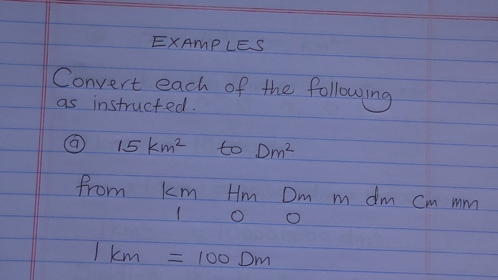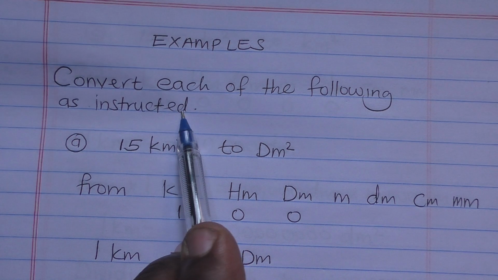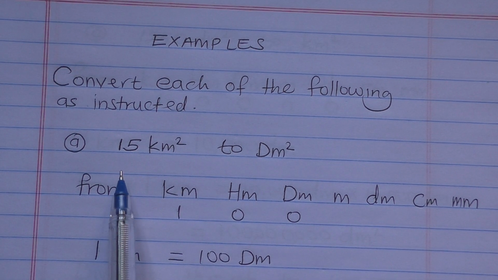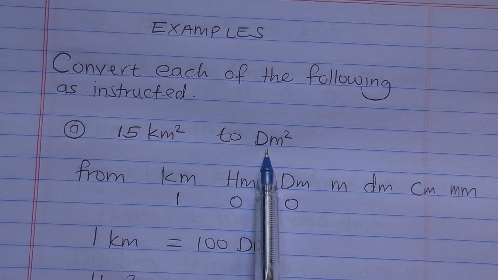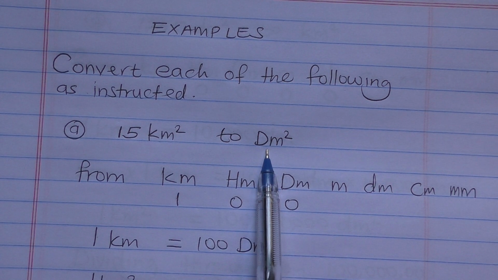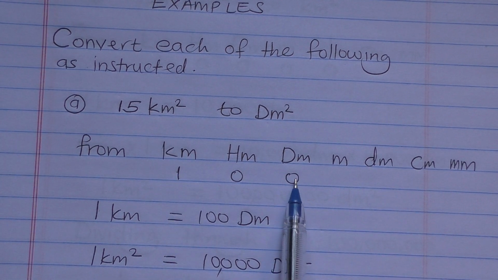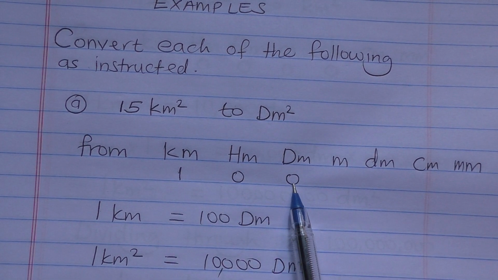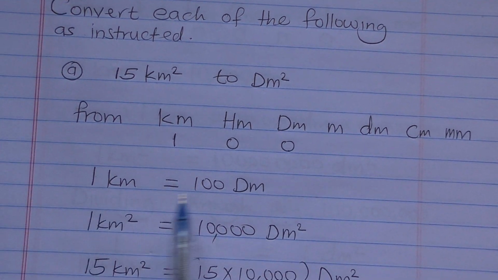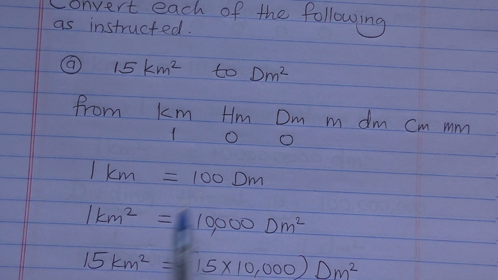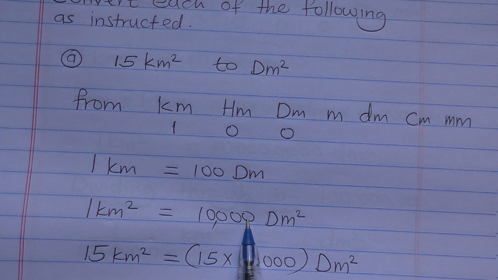Examples, we are told to convert each of the following as instructed. Part A, we have 10 kilometers squared to decameters squared. So, 1 kilometer is equivalent to 100 decameters. So, if 1 kilometer equals 100 decameters, what about 1 kilometer squared? We shall square both sides.